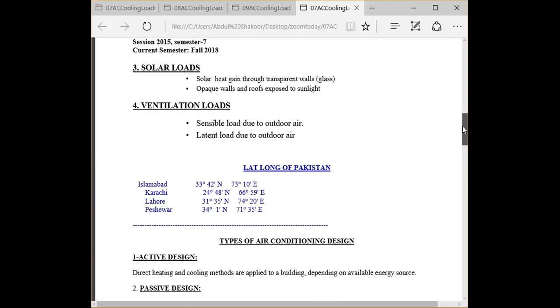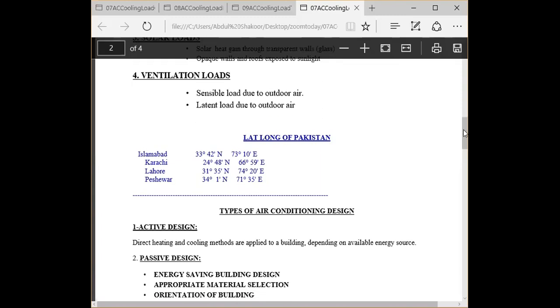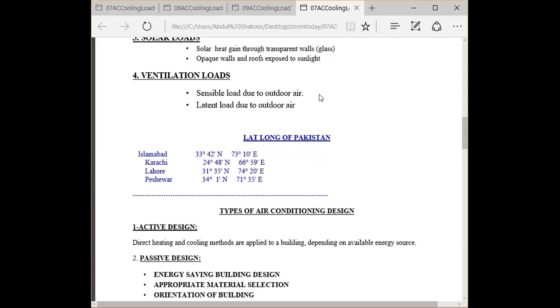Similarly, in winter, if outdoor air is very cold, negative temperature, below freezing point, this cold air has to be brought inside in any case. And before entering the room, it should be heated. So heating load is also contributed because of this.